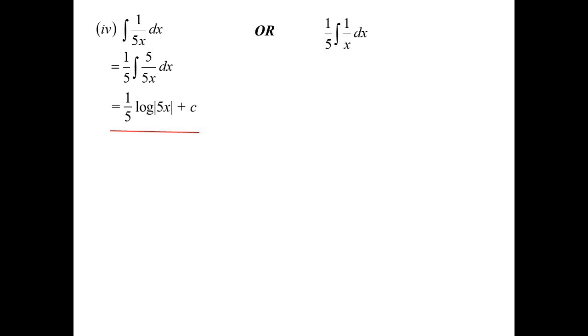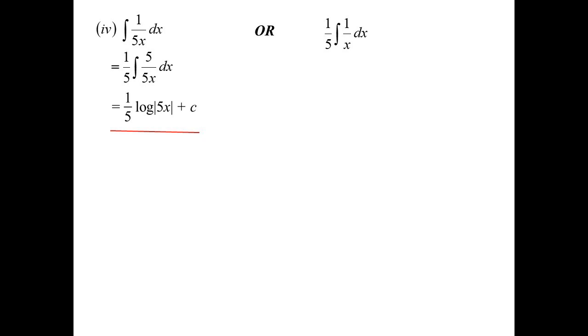Now this is real interesting. The integral of 1 on 5x. So alright, I would like 5 on the top. So 5 on 5x, I've got 1/5 of that. So the answer is 1/5 the log of the absolute value of 5x. Maybe. But what if I thought about it this way?